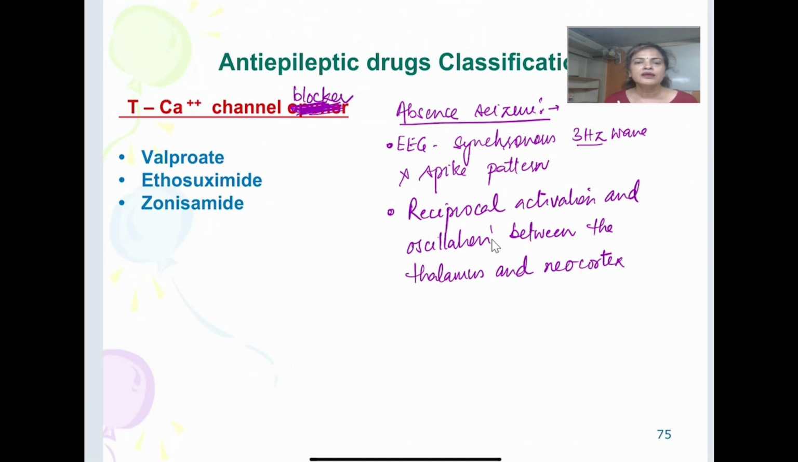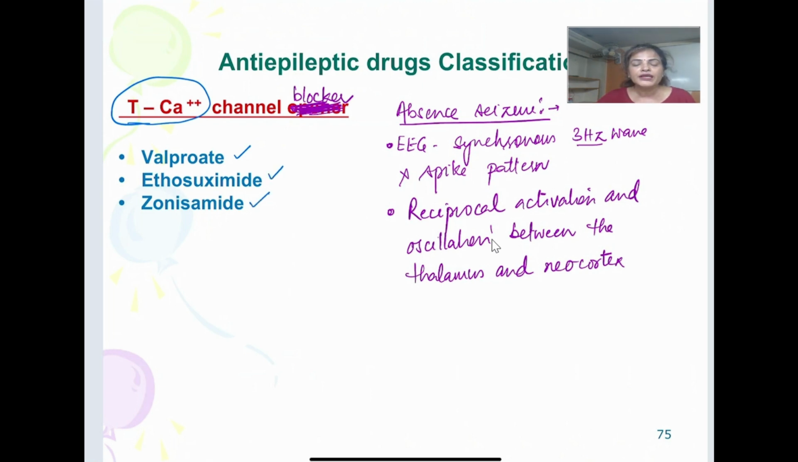Now how can you decrease the activity of the glutaminergic neuron? This is another group of drugs, that is the calcium channel blocker. Which type of calcium channel blocker? It is the T type calcium channel blocker. And under this category, we have valproate, we have ethosuximide and we have zonisamide.